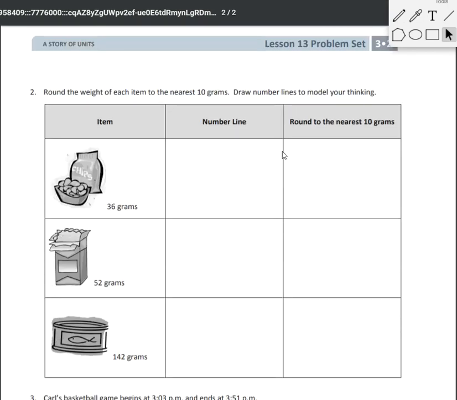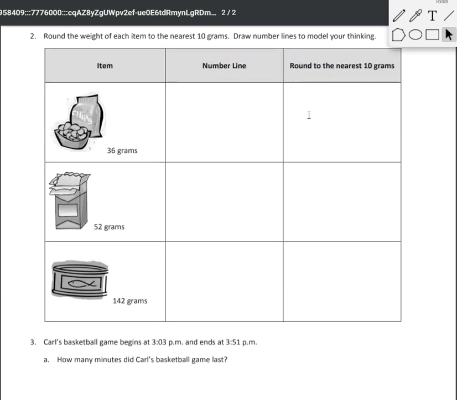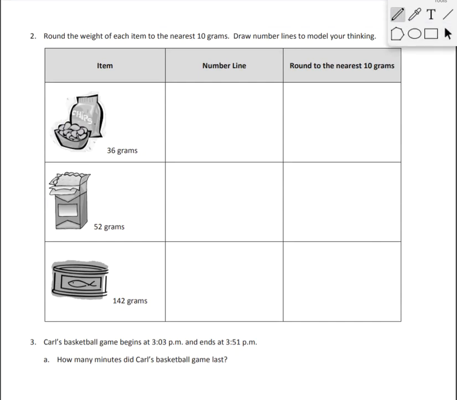Now, we have a few problems on the back. Let's take care of these. It says, round the weight of each item to the nearest 10 grams. Draw number lines to model your thinking. If you are doing the hill thing, you are absolutely free to draw the hill instead. Either one of those counts as a number line for me.